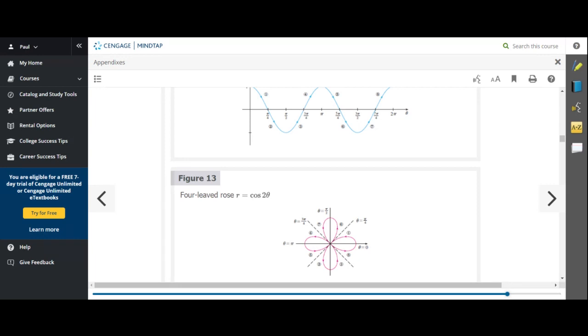All right. Well, what I want to do is go into Desmos, and this example 8, where we graphed the 4-leaf rose, r equals cosine 2 theta. Let me show you how to do that in Desmos. So if you go to Google and you type Desmos, D-E-S-M-O-S, this is a tool that's used to produce graphs and other things too.